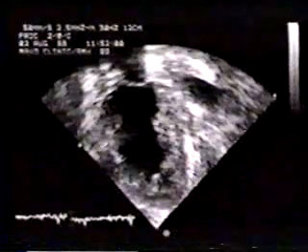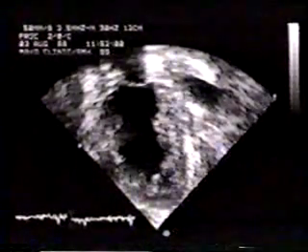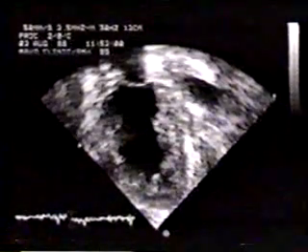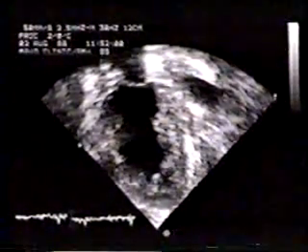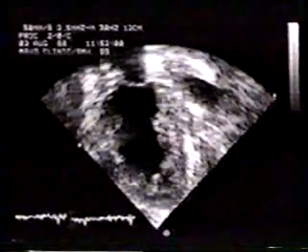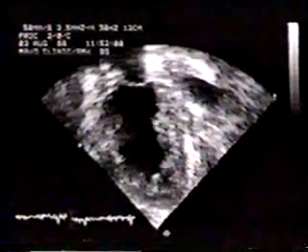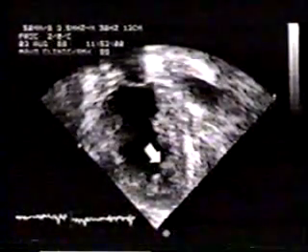We are now imaging in apex down format and have scanned the apex to more carefully delineate the thrombus. In real time, you will see that there are 3 mobile parts of this thrombus. 1 here, attached to the anterior wall, and 2 here at the apex.